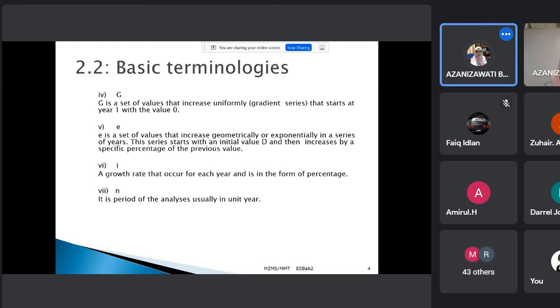And because it's exponential, A, G, E are the values that have a pattern. Okay, A is uniform, every year is fixed. G is the gradient, they will increase yearly, but they will start at value zero. Okay, E increases exponentially.